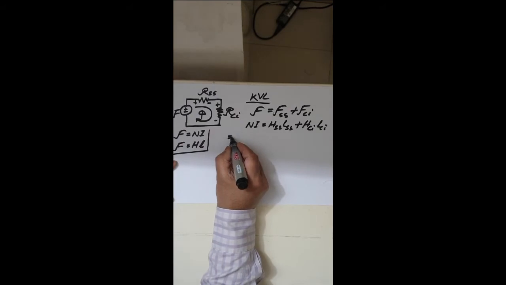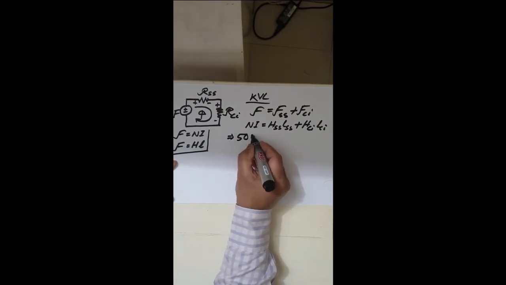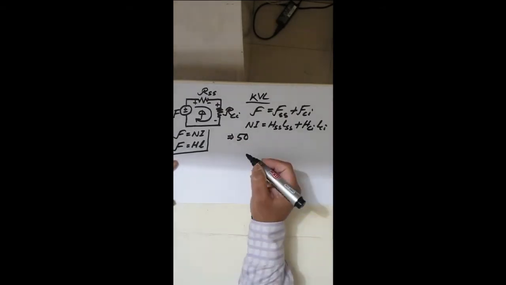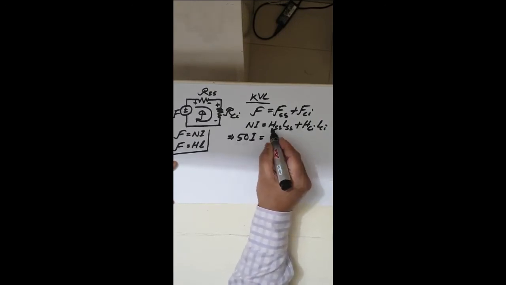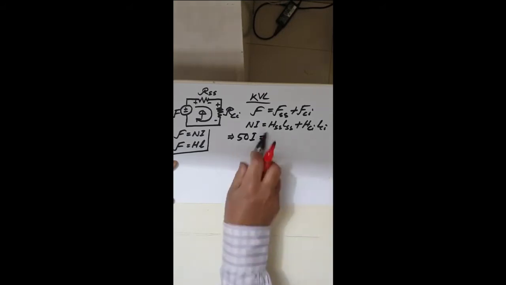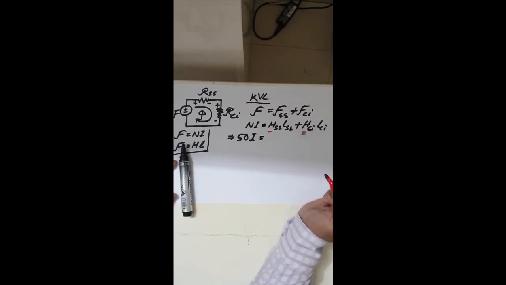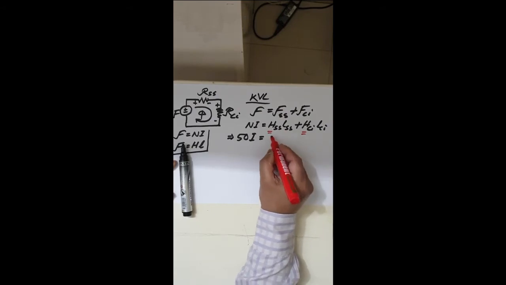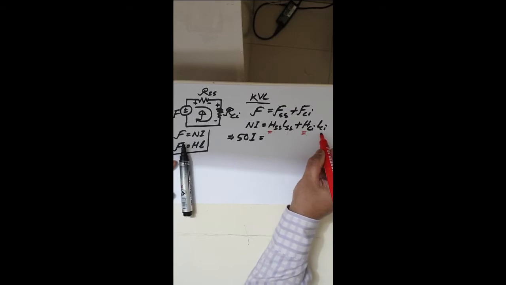Now we already know N is given there as 50, so this is 50I equal to HSS times LSS plus HCI times LCI. This value HSS we need to determine from the BH curve, and HCI we have to find from the BH curve too. In the last lecture, you have seen how to find it. Now that part we are going to find, and also we are going to find LSS and LCI.